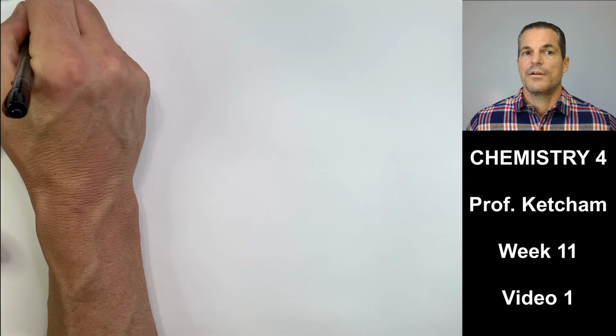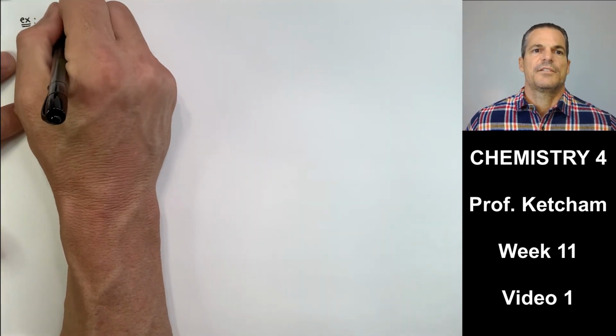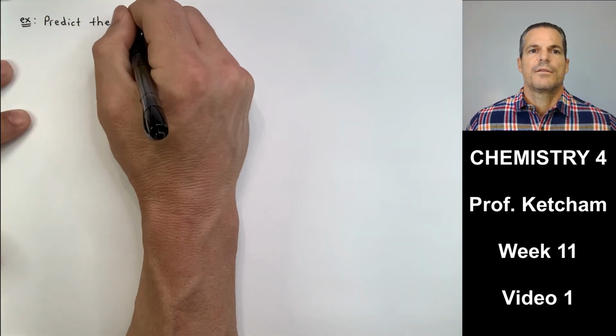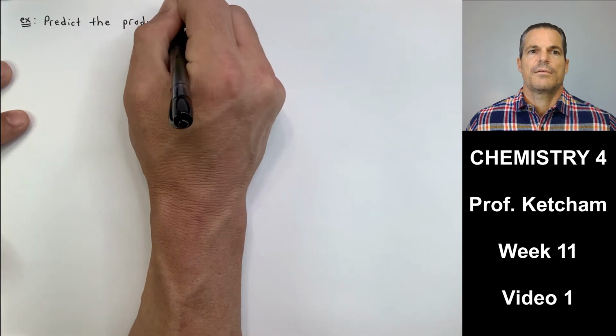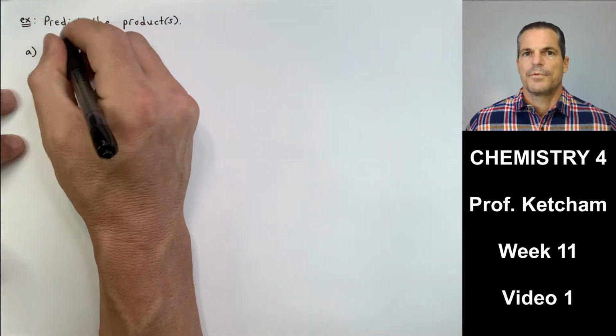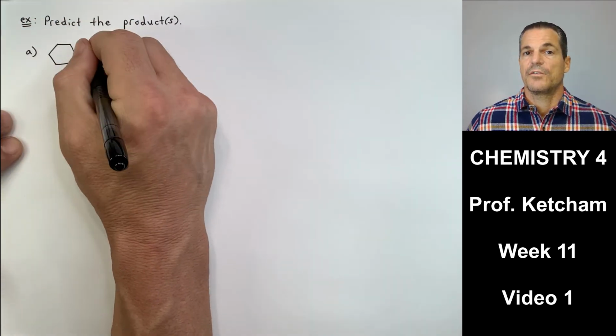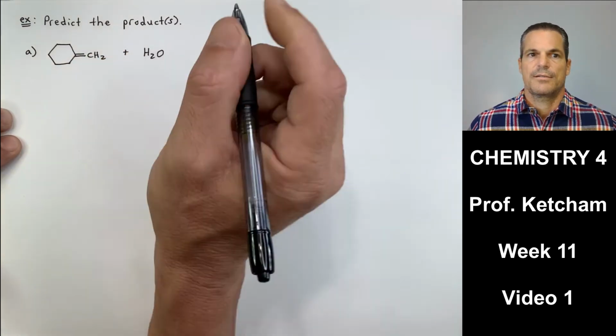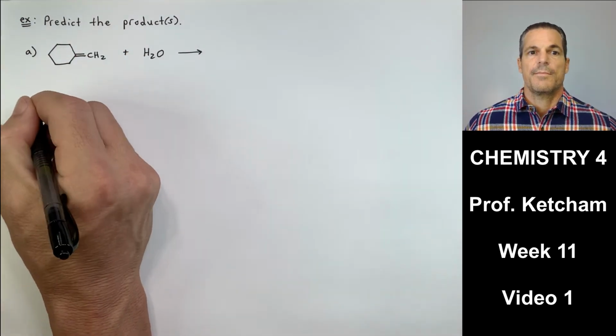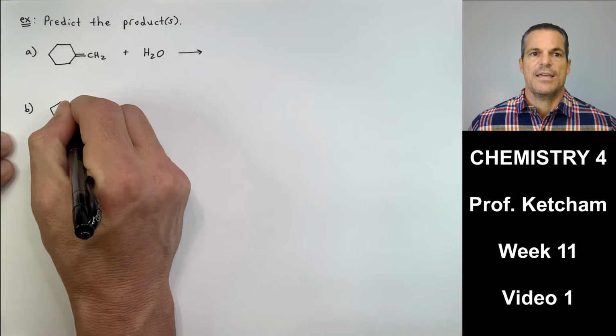All right, let's do another example. It says predict the products. The instructions are simple. Predict the products, which means I'm going to have to look at the reactant and the reagents. So the first one is going to be a hydration reaction, A.